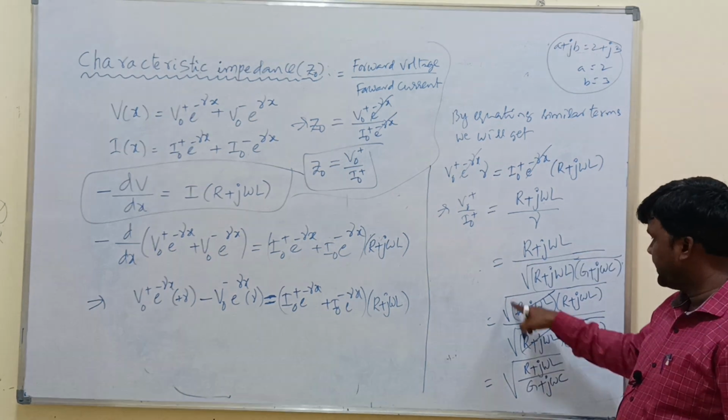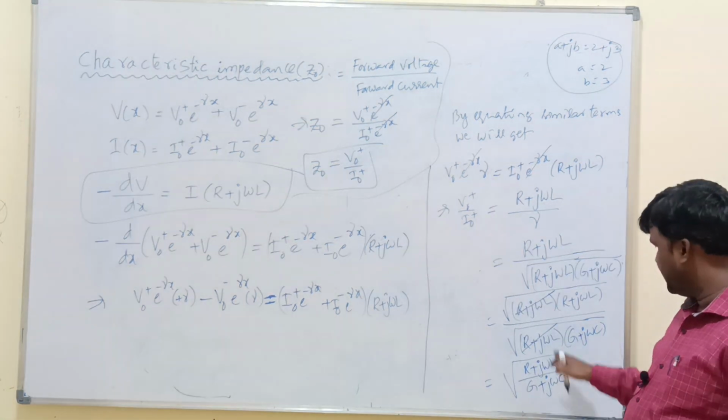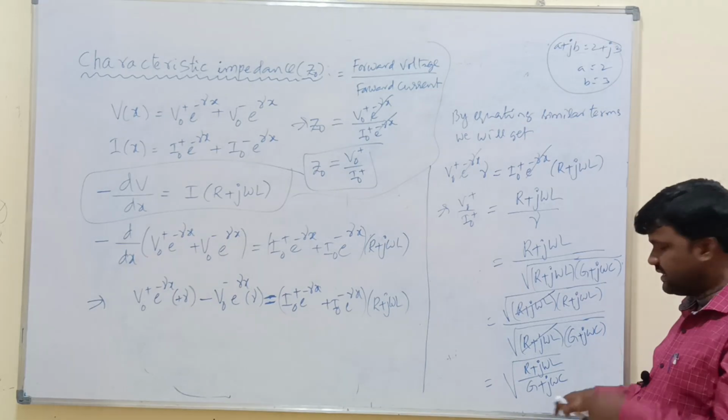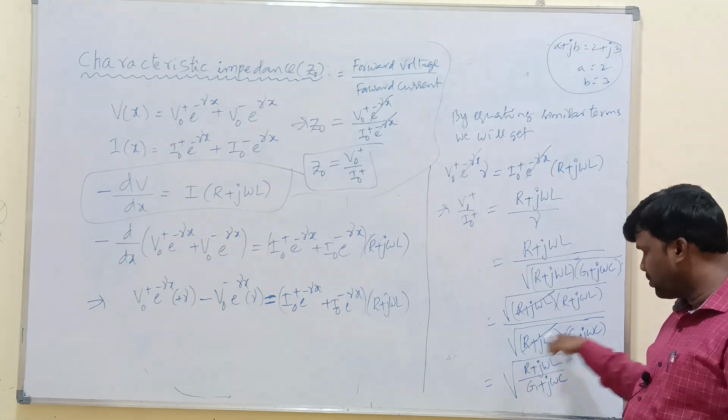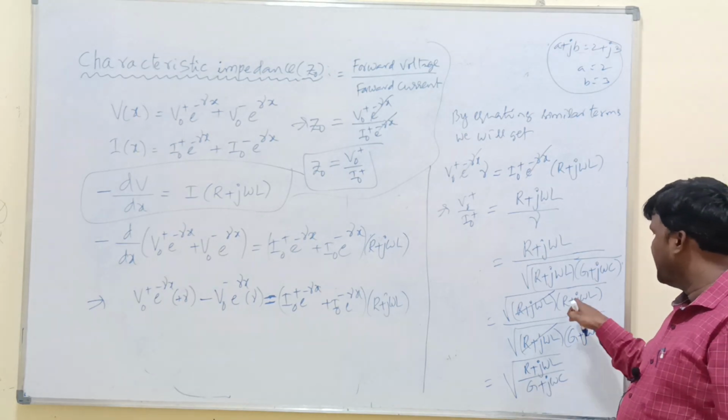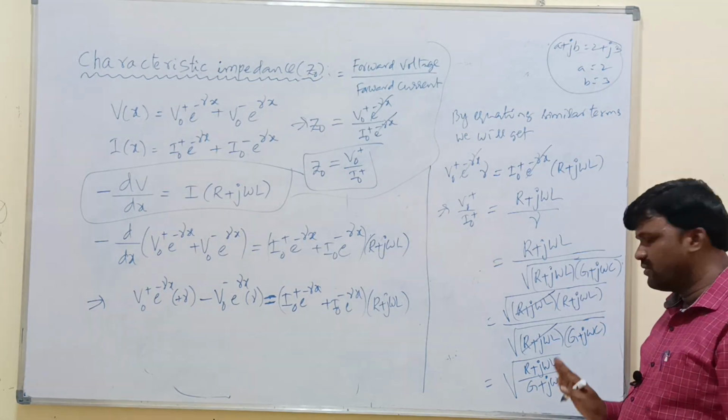In the numerator, root (R plus j omega L). In the denominator, root (G plus j omega C). That can be written as what? It is in the form of root a divided by root b. That can be written as root a by b. What is a? R plus j omega L. What is b? G plus j omega C.